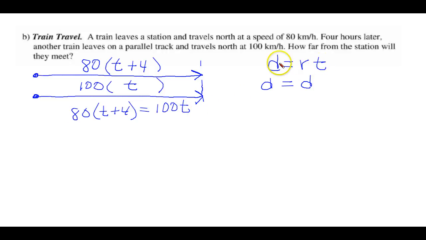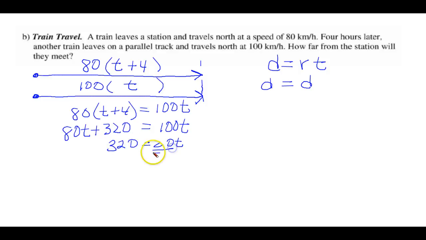Rate times time is distance. So we'll work this one out too. 80t plus 320 equals 100t. Subtract 80t from both sides, we get 20t equals 320. Divide both sides by 20. We get t equals 16.